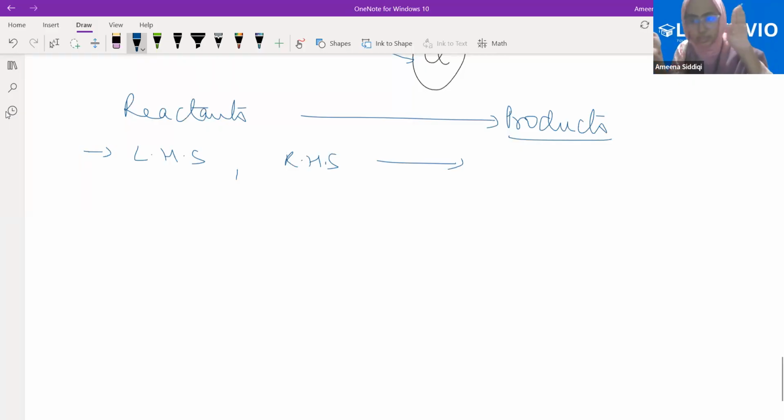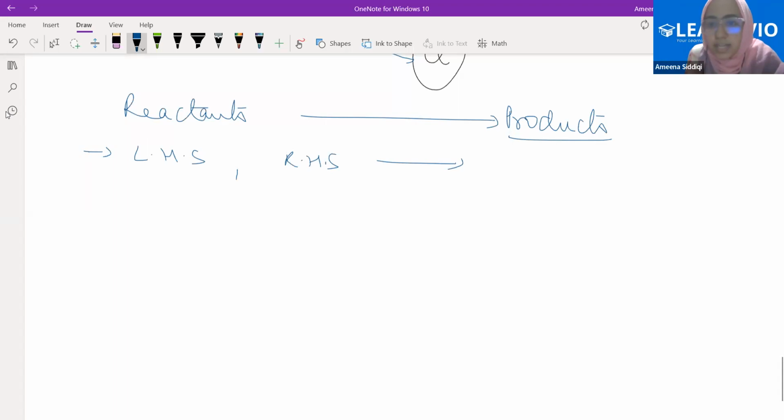Clearly, if the direction is from the reactants to the products, that means the quantity of the reactants will decrease and change into the products. So definitely the quantity of the products will increase. Do you agree with that? Do you understand that? Yes, ma'am.